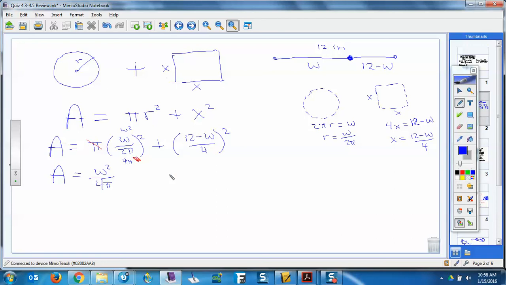Okay? And then plus, and then I'm going to square the top. That's (12 minus W) all squared, and then the bottom would be 16. That at least simplifies that a little bit, but if you don't trust yourself, let the calculator do it. Okay, so that's what I'm trying to maximize. So now what? Do the derivative. So let's do that on your calculator.